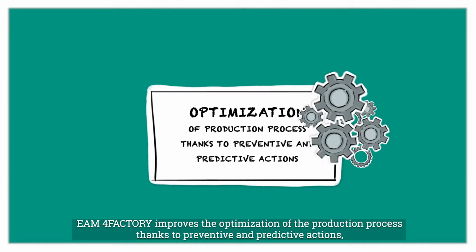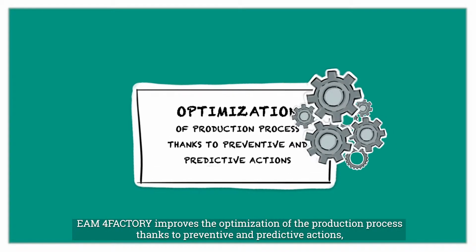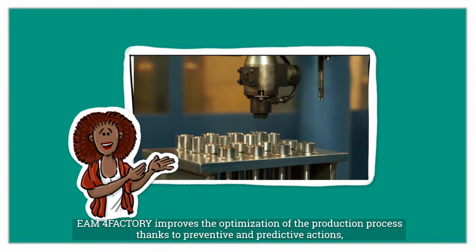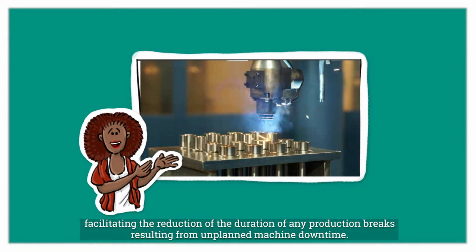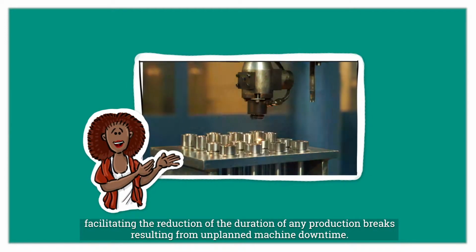EAM for Factory improves the optimization of the production process thanks to preventive and predictive actions, facilitating the reduction of the duration of any production breaks resulting from unplanned machine downtime.